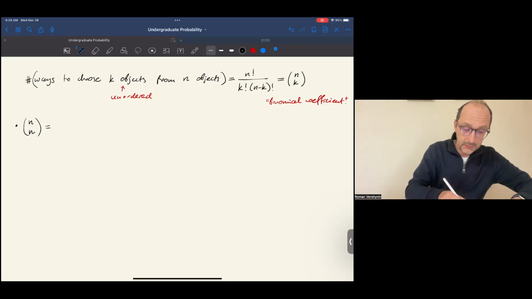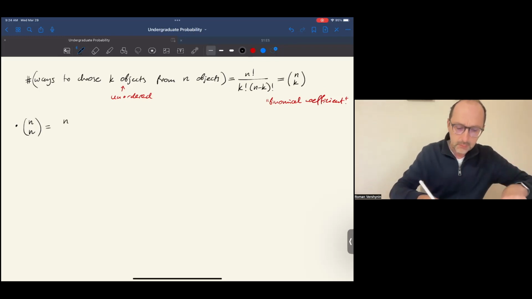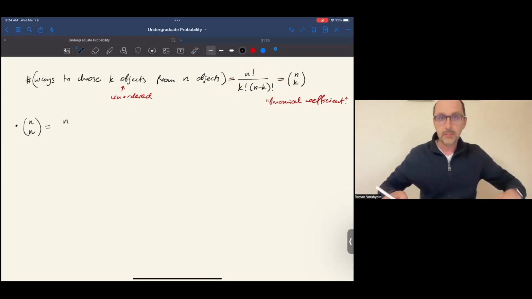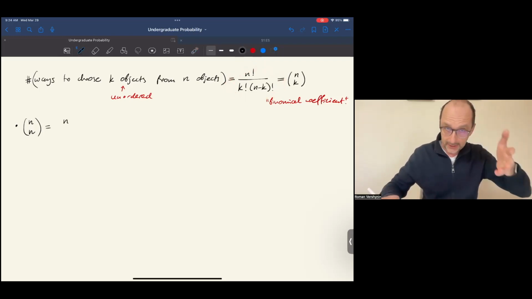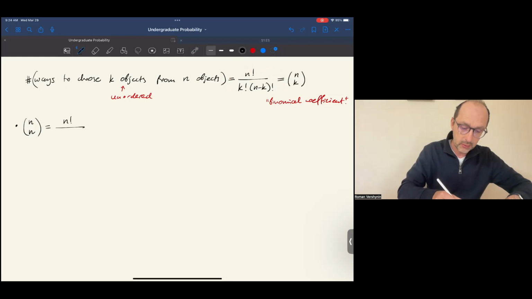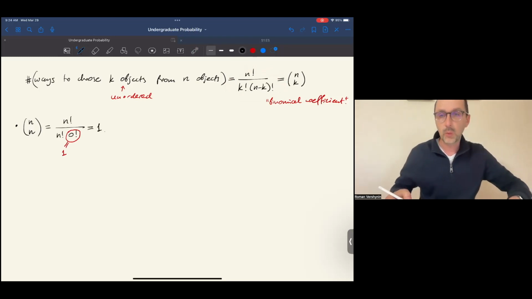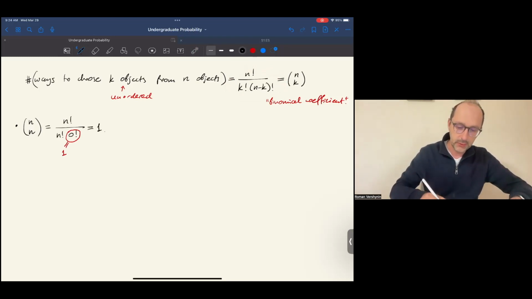And it is true. If we put it in the formula it will also show that. So here I'm putting k equal n, and I'm getting n factorial over n factorial times n minus n factorial, which is 0 factorial. And we remember that 0 factorial we set to be 1. So this gives me one way to do that.